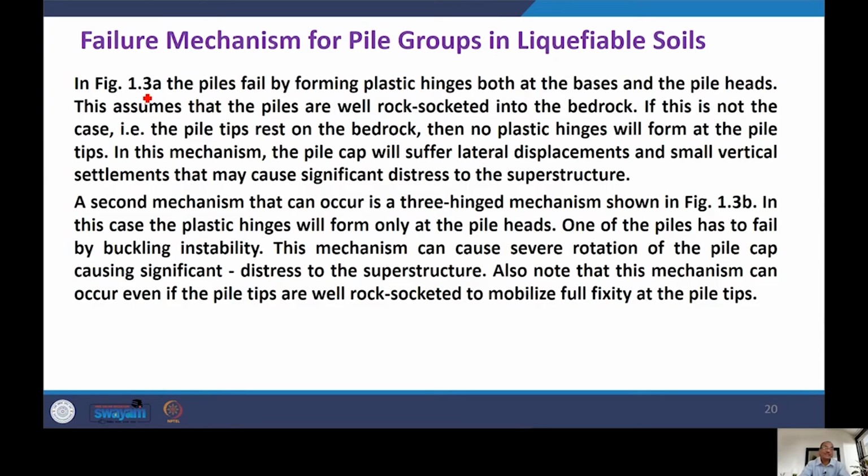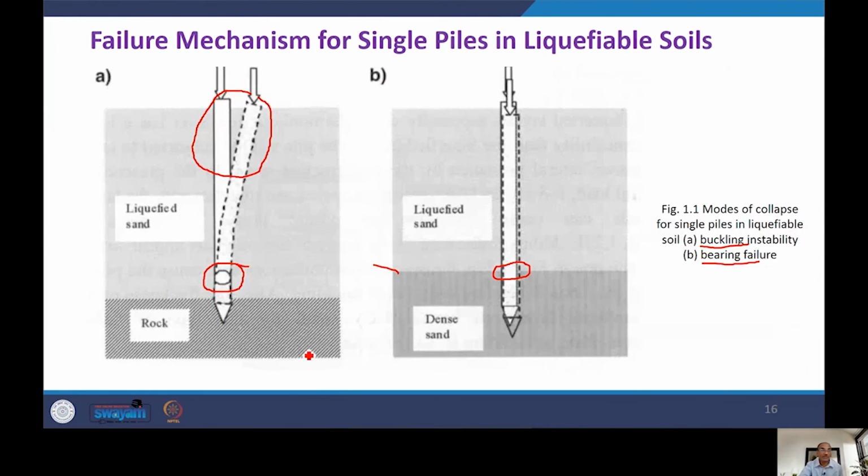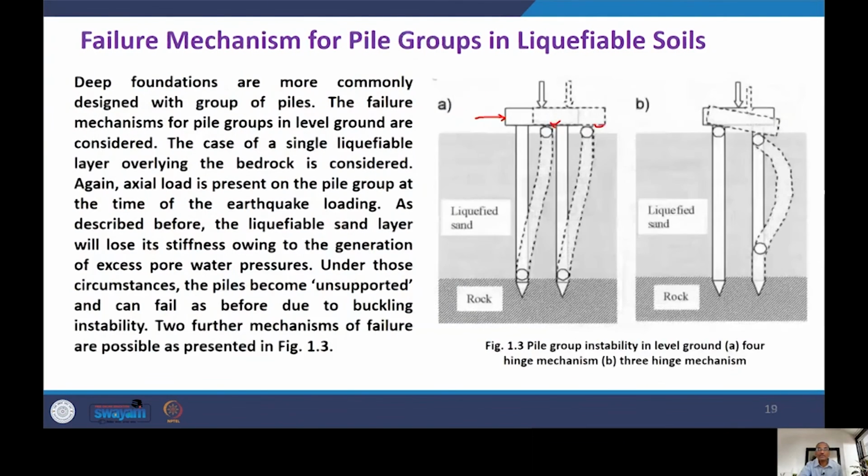If this is not the case, and the pile tip rests on the bedrock, then no plastic hinge will form at the tips. This plastic hinge will form only when the pile is socketed. We have already discussed in the case of a single pile that when it was socketed in the rock, plastic hinges got formed. But when it is not in the rock, then there is no formation of plastic hinge. In both cases here in the group, the piles are inside the rock, so plastic hinges get formed here.